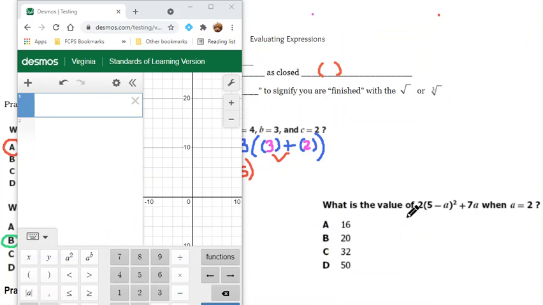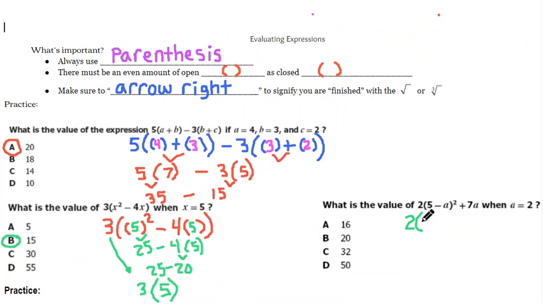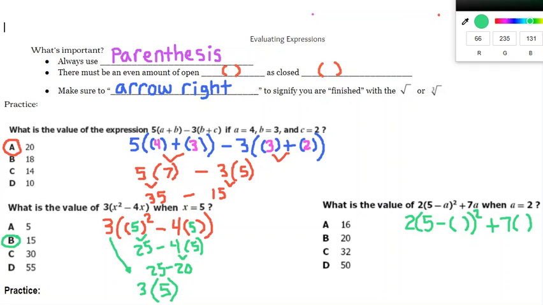All right, let's try another one. I see I have 2 parentheses 5 minus a. So instead of a, I'm going to write parentheses there. Close out my parentheses and put a squared. And then I see a plus 7. And then a again, I'm not going to write a, I'm going to write parentheses because I'm going to plug something in there. All right, now it says a equals 2. So a equals 2, so I'm going to plug in 2 for my a's.